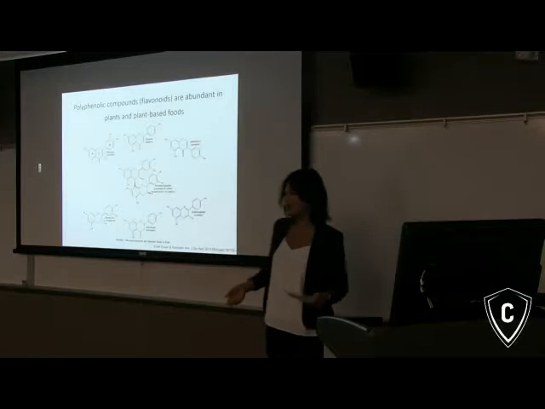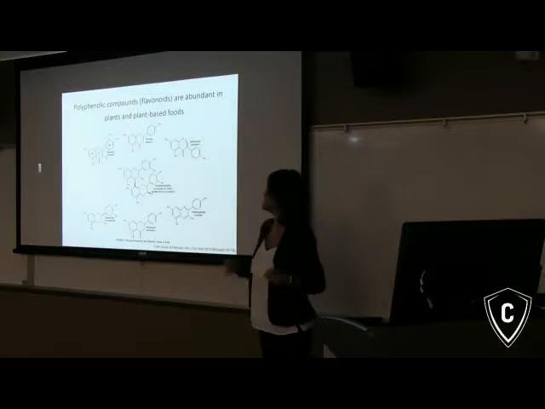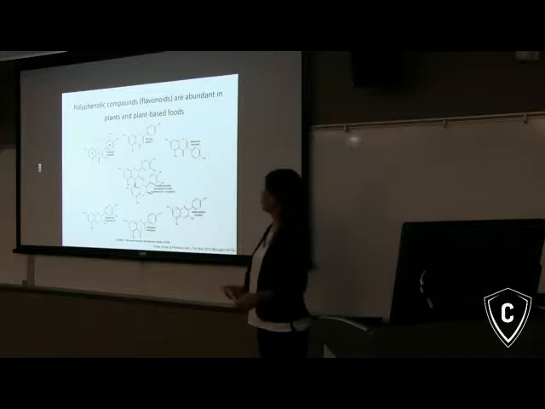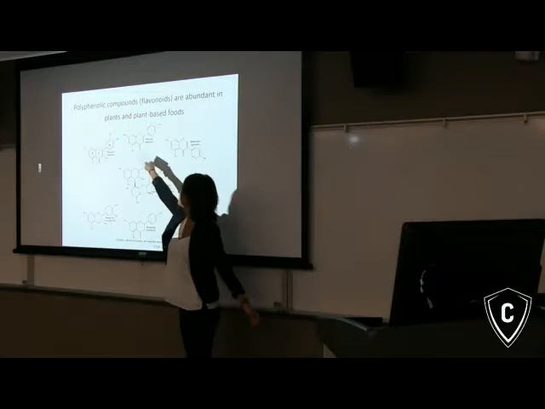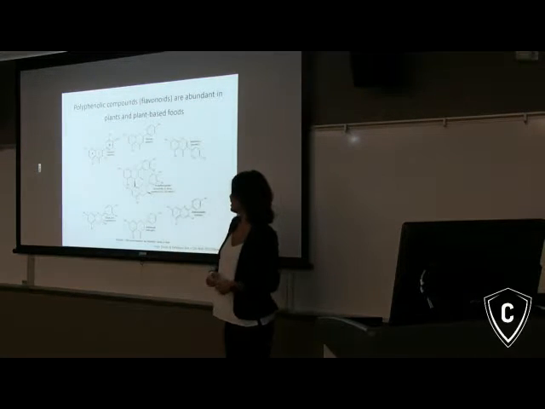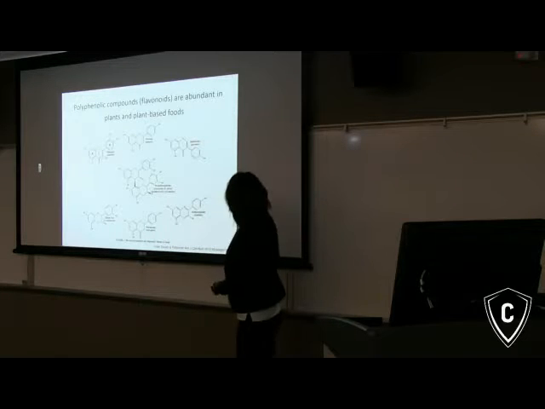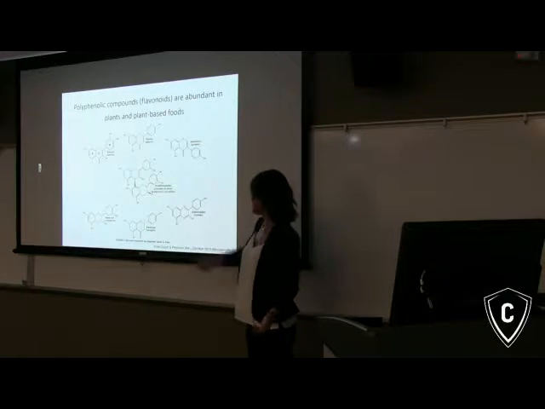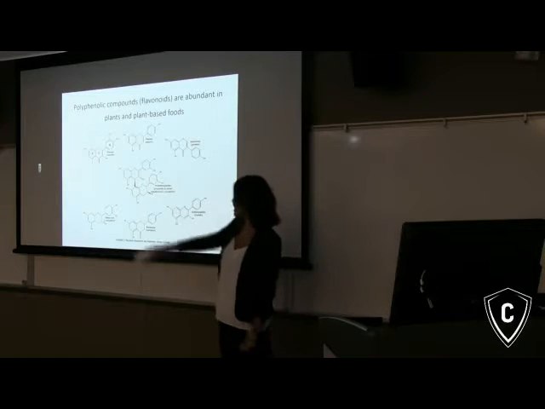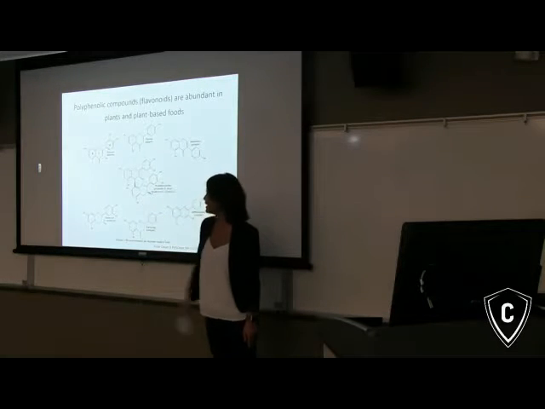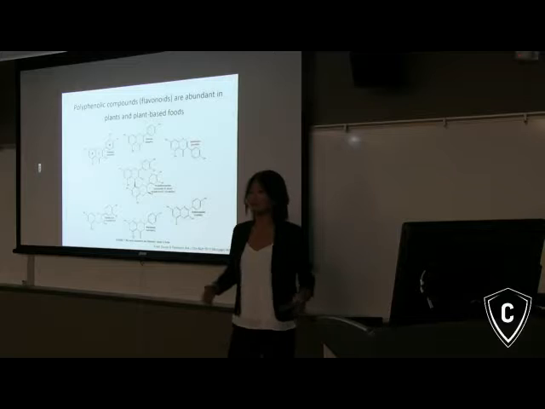Polyphenolic compounds, also known as flavonoids, are abundant in plants and plant-based food. For instance, flavanone is found in parsley, cyanidin is found in blueberries, and flavan-3-ol, also known as epicatechin, is abundant in tea plants.